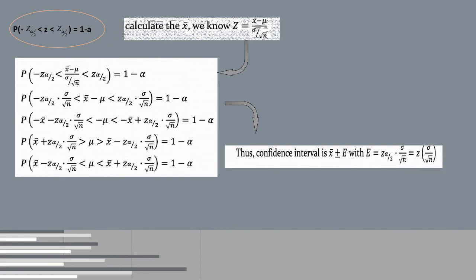We all know that Z is equivalent to x bar minus mu over sigma over square root of n. Now, by multiplying through by sigma over square root of n, subtracting from x bar, and multiplying through by negative 1, finally we will have the formula for the confidence interval. Thus, the confidence interval is x bar plus or minus E, with E equal to Z alpha over 2 times sigma over square root of the sample size.